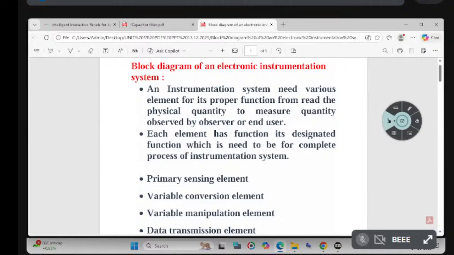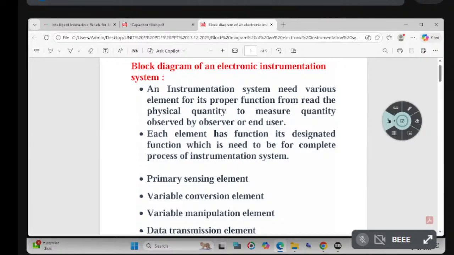Write down only the names: primary sensing element, variable conversion element, variable manipulation element, data transmission, data presentation. After that, go for the block diagram and explain each component so that the topic is completed. How it is transferred.